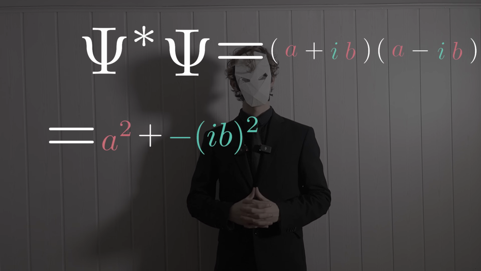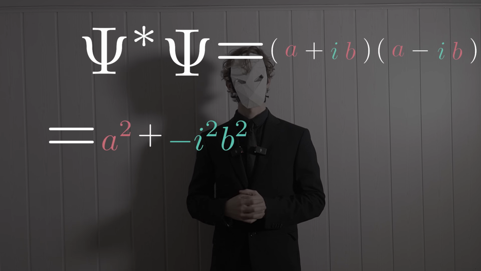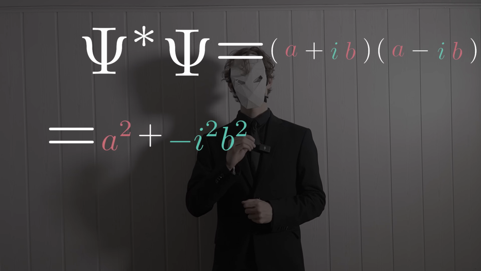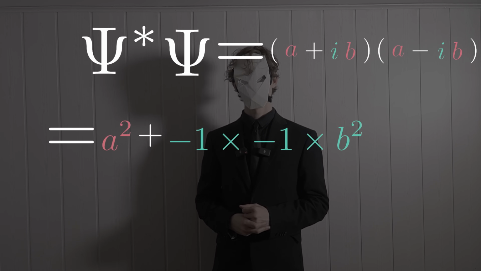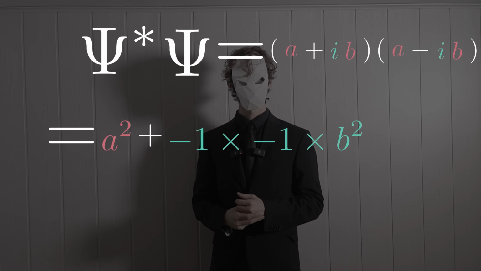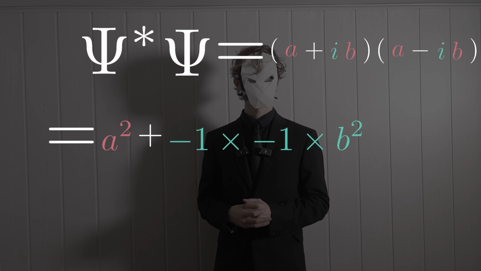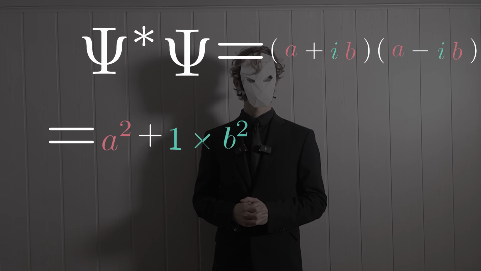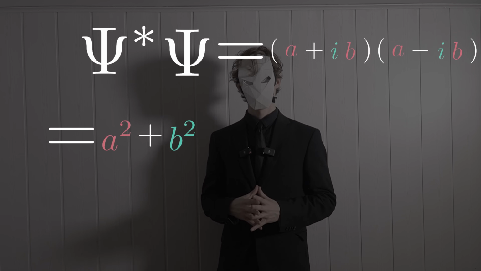Now, what is negative B squared I squared? Well, let's think about it. What is I squared? Well, if you remember from the definition, I times I equals negative 1, which means I squared in this case will be just negative 1. So we have negative 1 times negative B squared. Negatives cancel each other out, and because of that we just get plus B squared. A squared plus B squared.